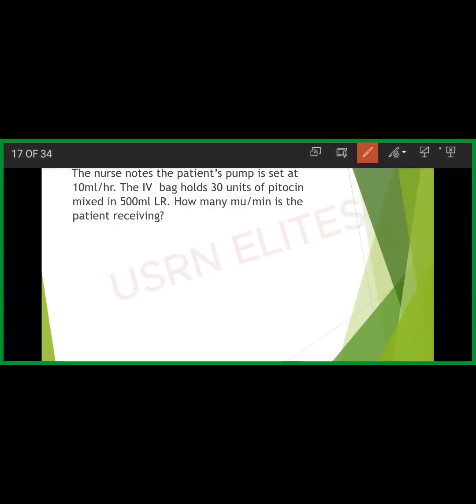Okay, so in the question we have the note: the patient pump is set at 10 mils per hour. So I set that one aside as a variable. Then we have 30 units of pitocin mixed in 500 mils. So I wrote 30 units is equal to 500 mils. With that, I cross multiplied right away.